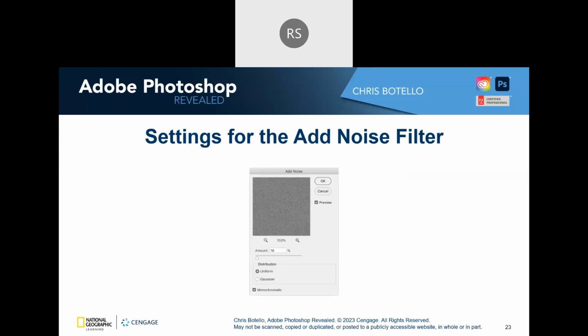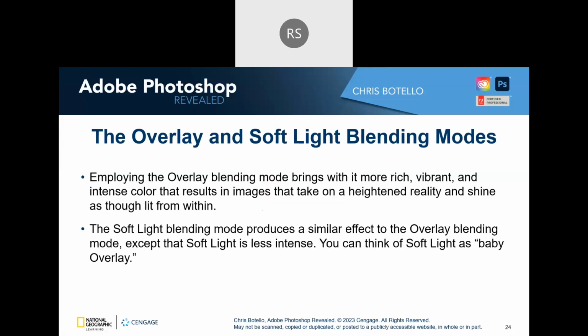So we see the add noise filter. Once again, you can choose some different settings: the amount, the percentage amount, the distribution, and so forth. Now, the overlay and soft light blending modes.